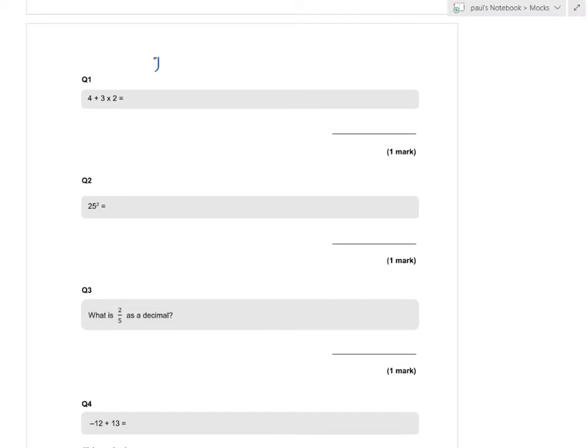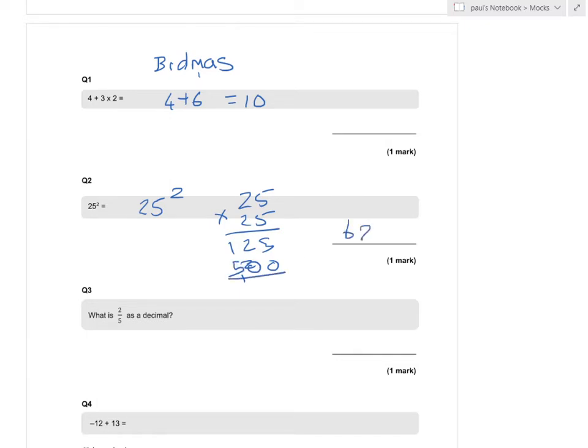So this is a BIDMAS question, and you've got to do things all in the right order. Multiply before the add. So 3 times 2 is 6, plus 4, the answer will be 10. 25 squared is 25 times 25. 5 5s are 25, 2 5s are 10, 12, and then 2 5s are 10, and 2 2s are 4. Add them up, so the answer is 625.